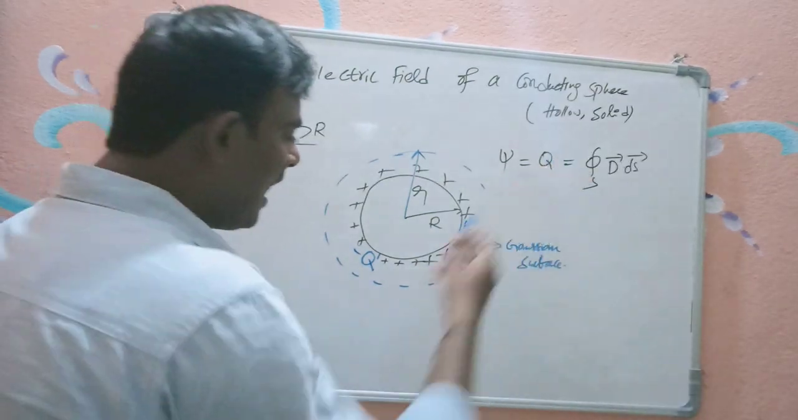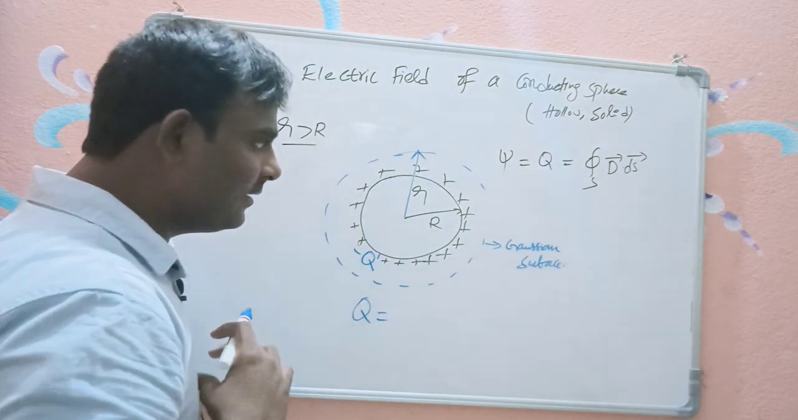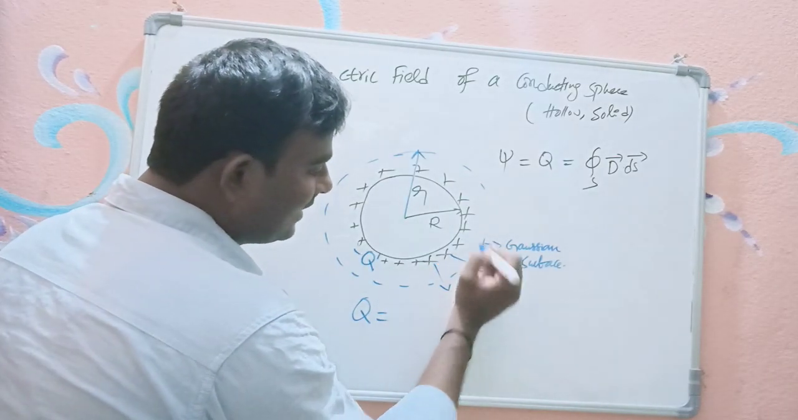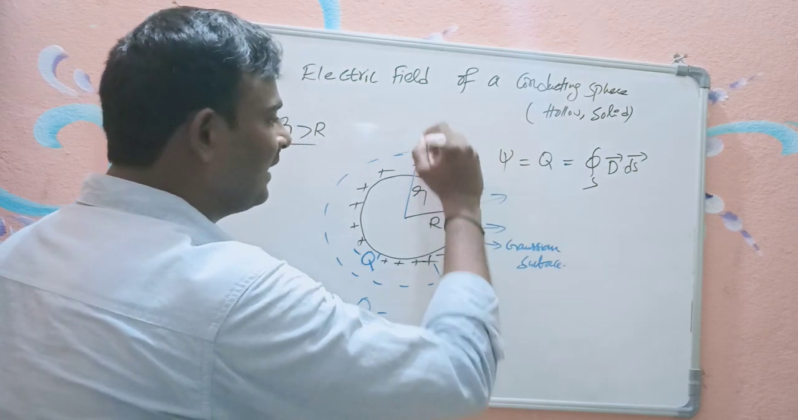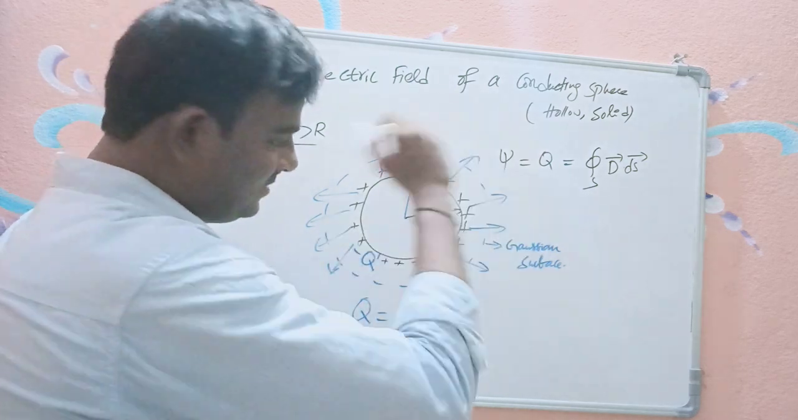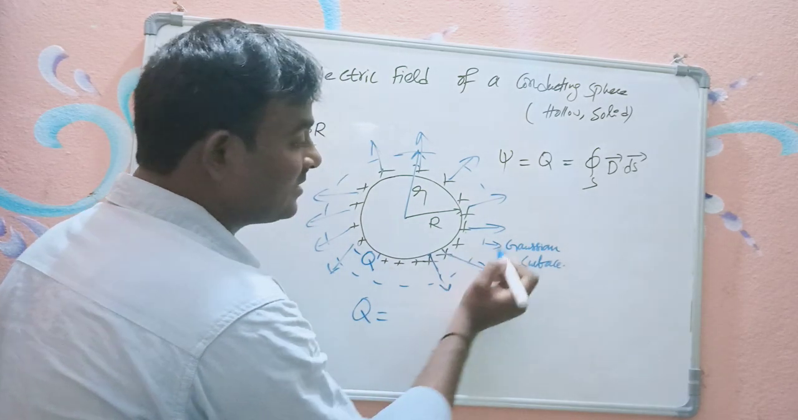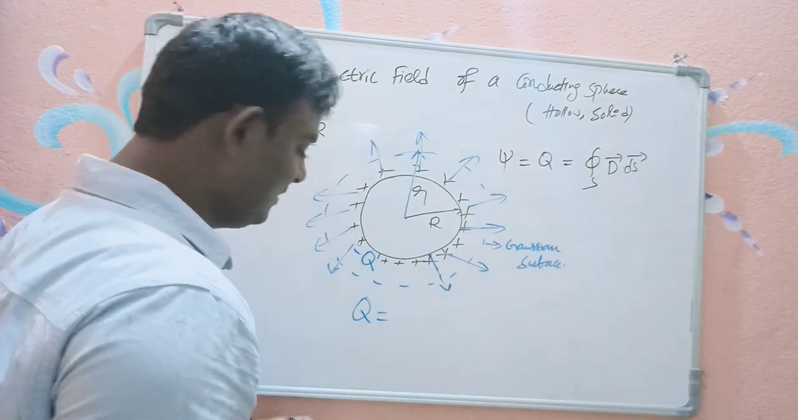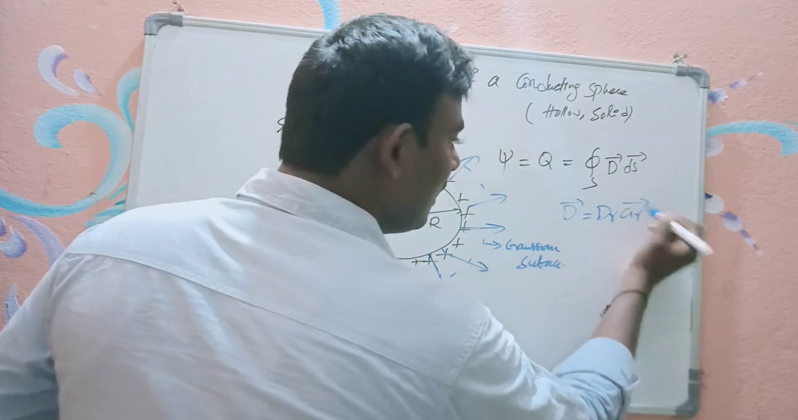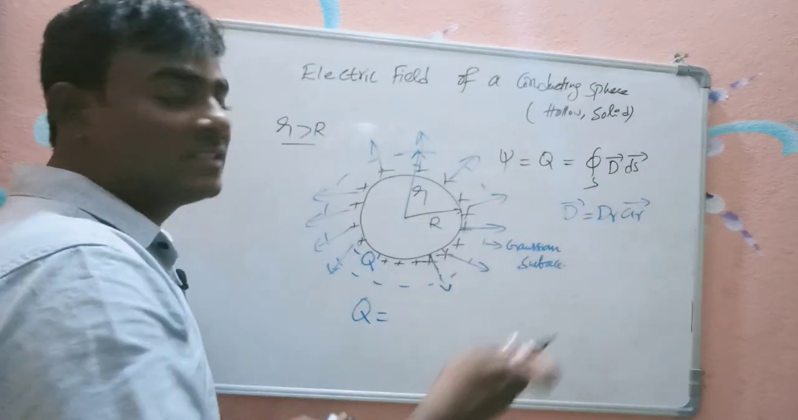See, what is the charge enclosed, Q? According to Gauss's law, Q is equal to this. Now, how can I find this integration? When you have the charge like this, you have the field which is in the radial direction, from the surface of the conducting sphere to the Gaussian surface, and through the Gaussian surface. Hence, I can select D bar as D_r a_r bar. D_r is nothing but the radial component of D bar, and a_r bar is the unit vector.